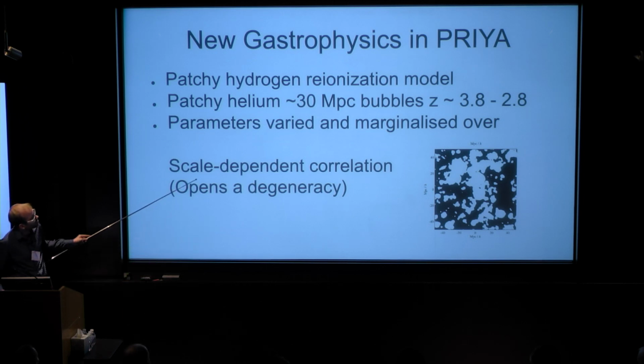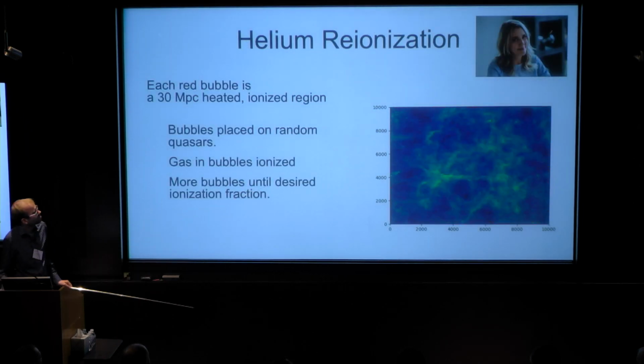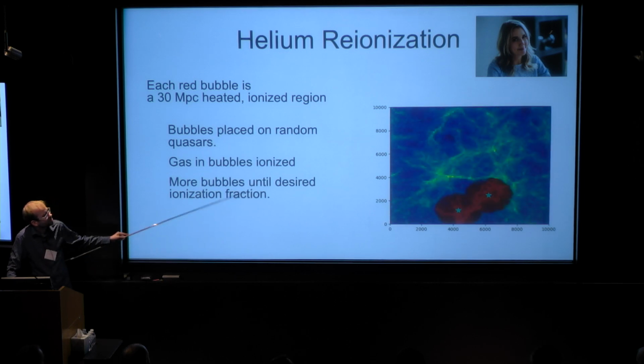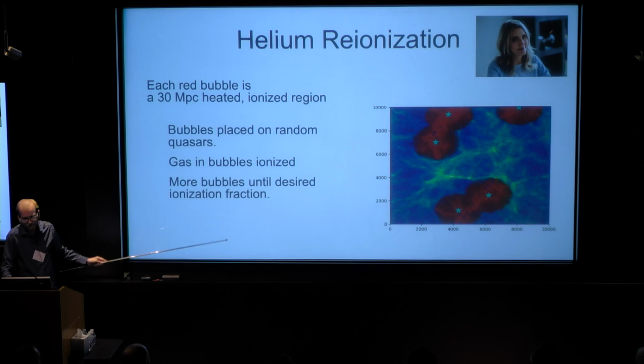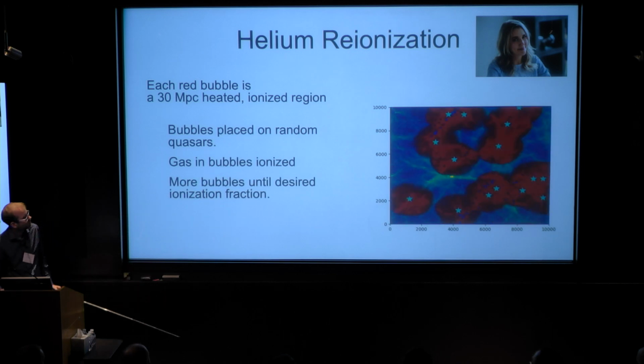This is quite important because it turns out that there is a scale-dependent correlation with the ionization rate, which opens up a degeneracy with some cosmology that you're interested in. Here is a little movie of what happens. So each of these red blobs is a large helium ionization bubble. It opens up 30 megaparsecs around a quasar, denoted by the little star in the middle. And then you keep placing bubbles until you reach a desired ionization fraction. This is Phoebe's model. This is my former postdoc, Phoebe.